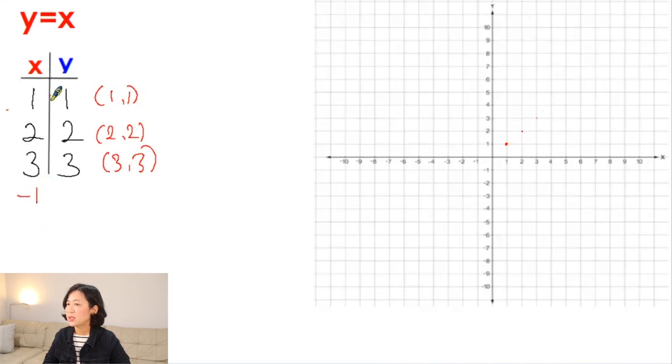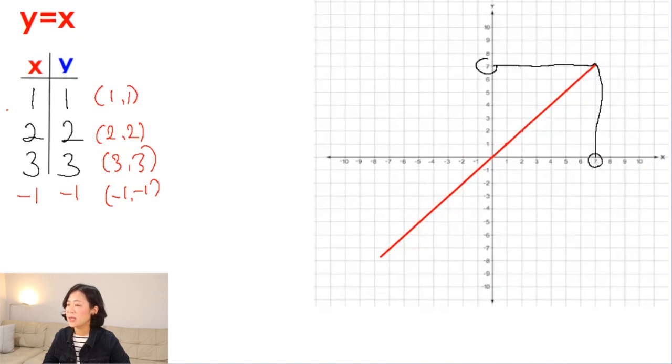Then when we join these points together, let's have a look at the minus 1. So minus 1, minus 1. Since we joined all of these points together, we can see the line graph y equals x. As you can see, x and y are the same. Then this line just goes through the origin 0, 0, and your variable x and your variable y are always the same.